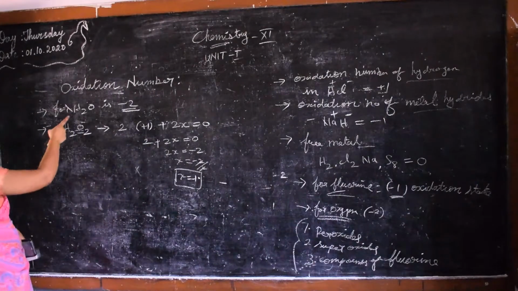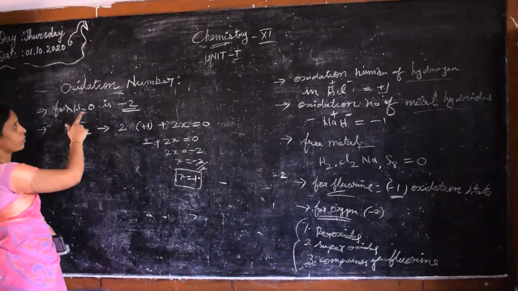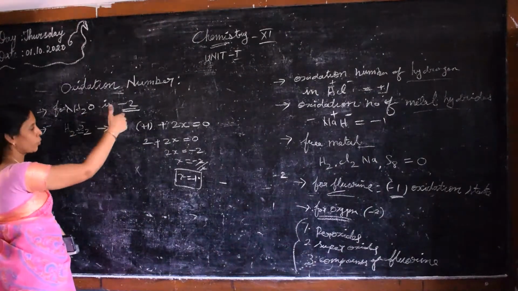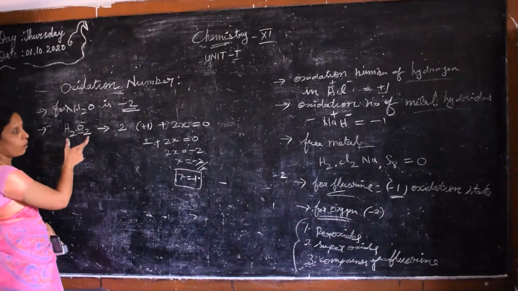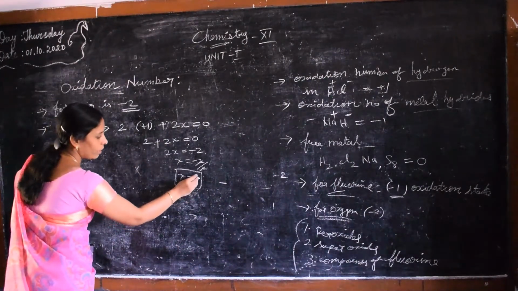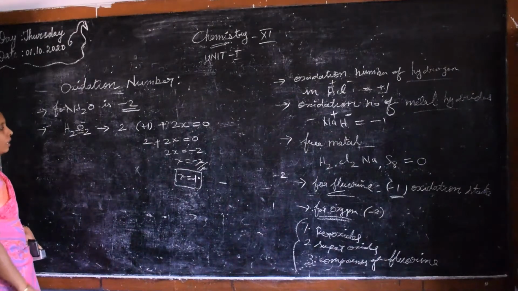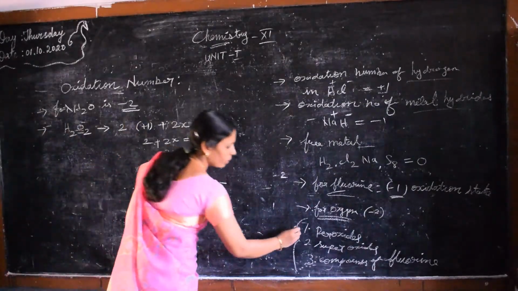Water and hydrogen peroxide. In water, the oxygen oxidation state is minus 2, and in H2O2, hydrogen peroxide, the oxygen oxidation state is minus 1. Okay? And then the next one, peroxide is over.